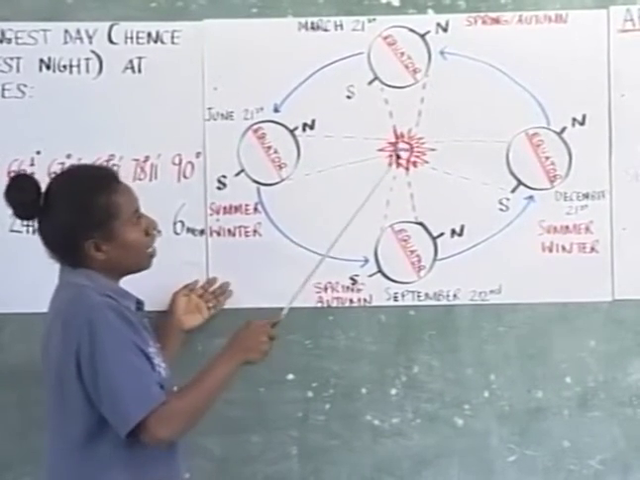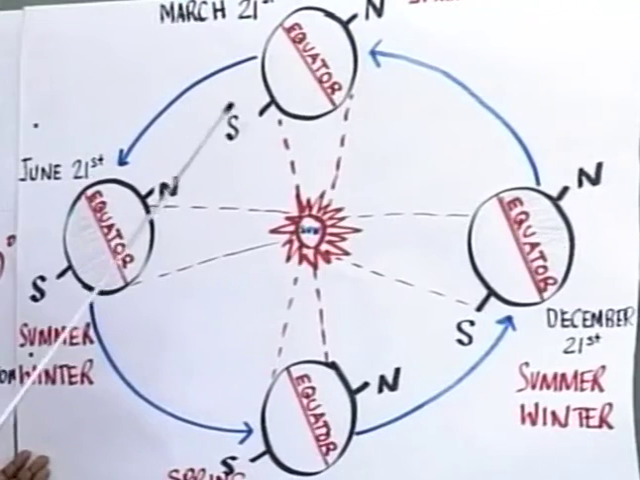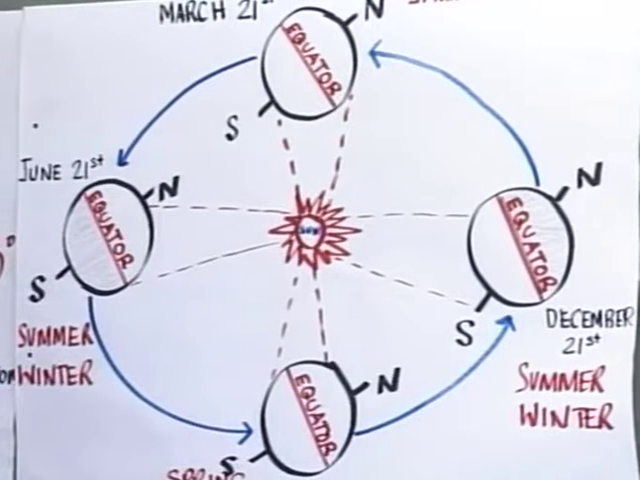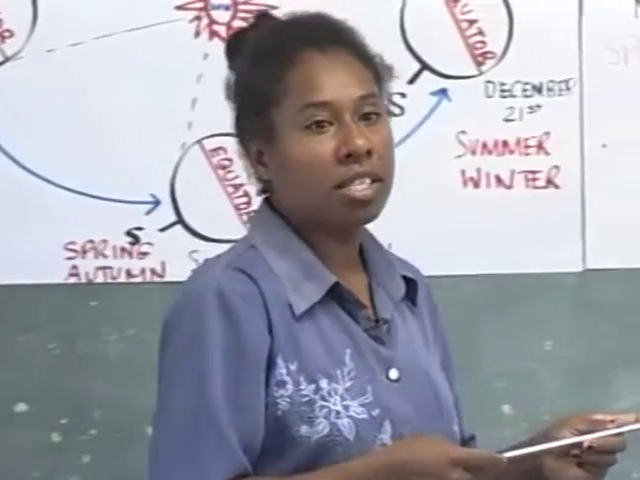This is the time of the year when the sun is directly above the equator, and this is the time of the year also when we have equal amount of day and night in both hemispheres. 12 hours of day, 12 hours of night. That's what we mean when we talk about equinox. Solstices.